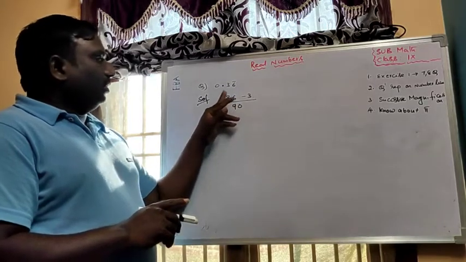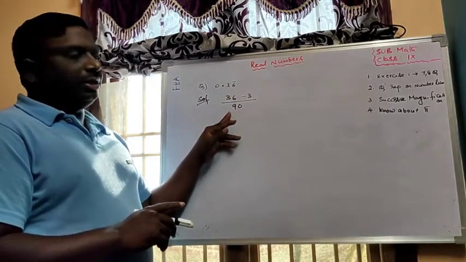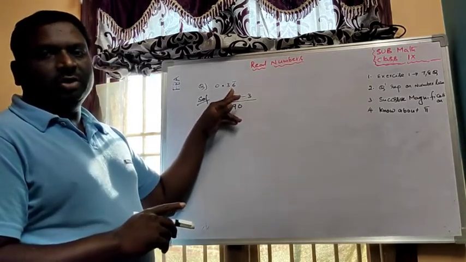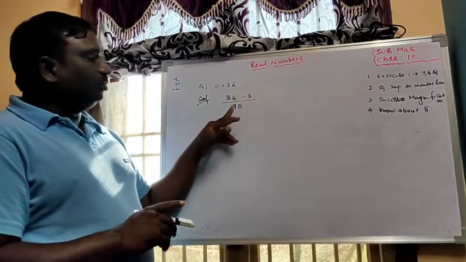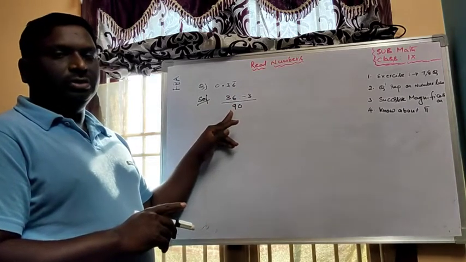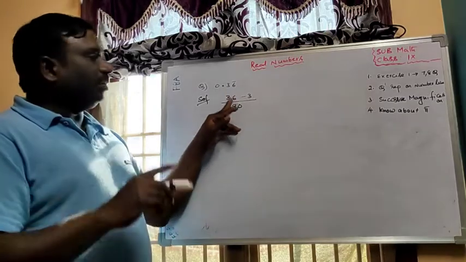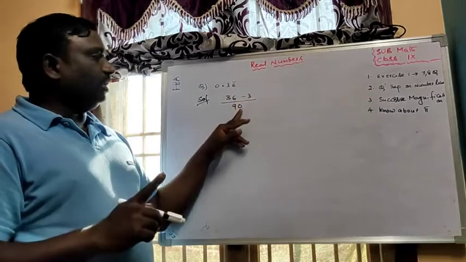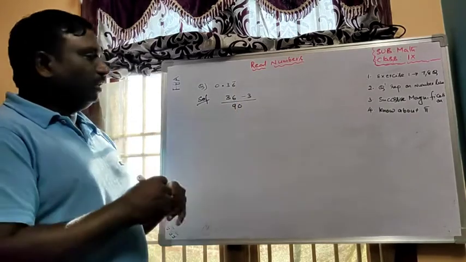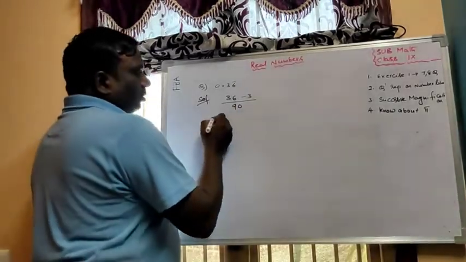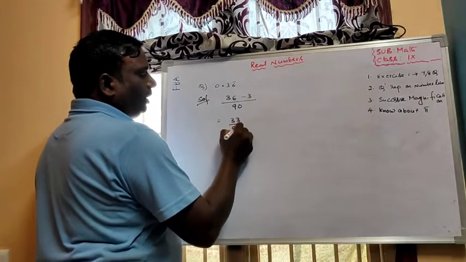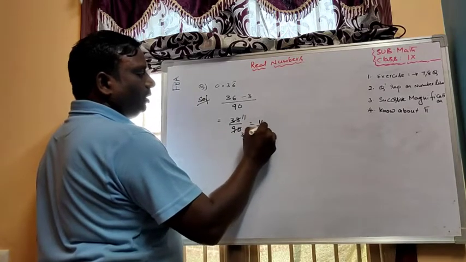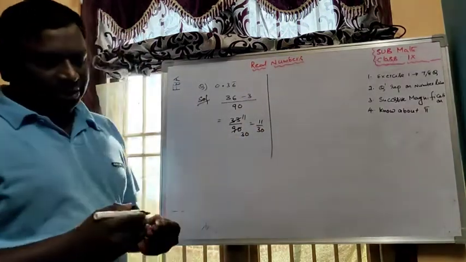In the denominator, what you have to write? We should write as many 9s as the number of recurring digits. Only one digit is repeating, that's why I wrote only one 9. Non-recurring digits are only 1, that's why I wrote 10. So 36 minus 3 means 33 by 90. Three 11s are 33, three 30s are 90, so 11 by 30. That is the p by q form.